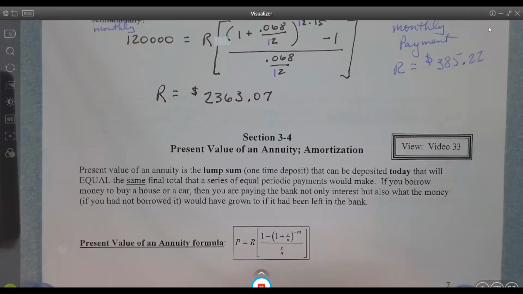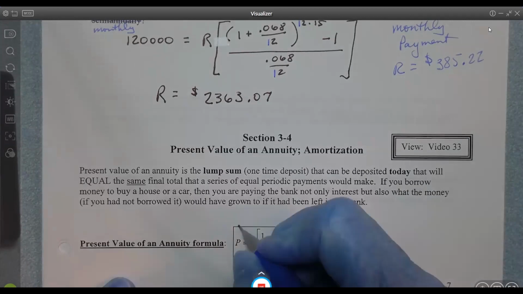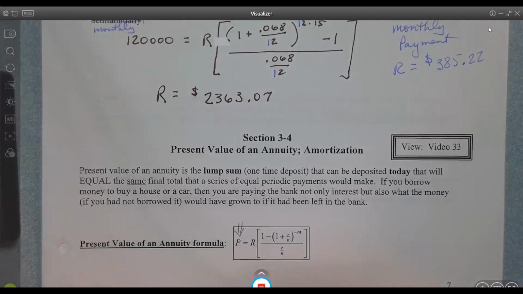But in section 3.4, let me get the formula out here. It talks about present value of an annuity or amortization. Now, you've got to see this because it's different from any of the formulas that we've had so far. The present value of an annuity is the lump sum, one-time deposit that can be deposited today. Remember, I told you I like that P because that's presently, that's the lump sum, that will equal the same final total that a series of equal periodic payments would make.